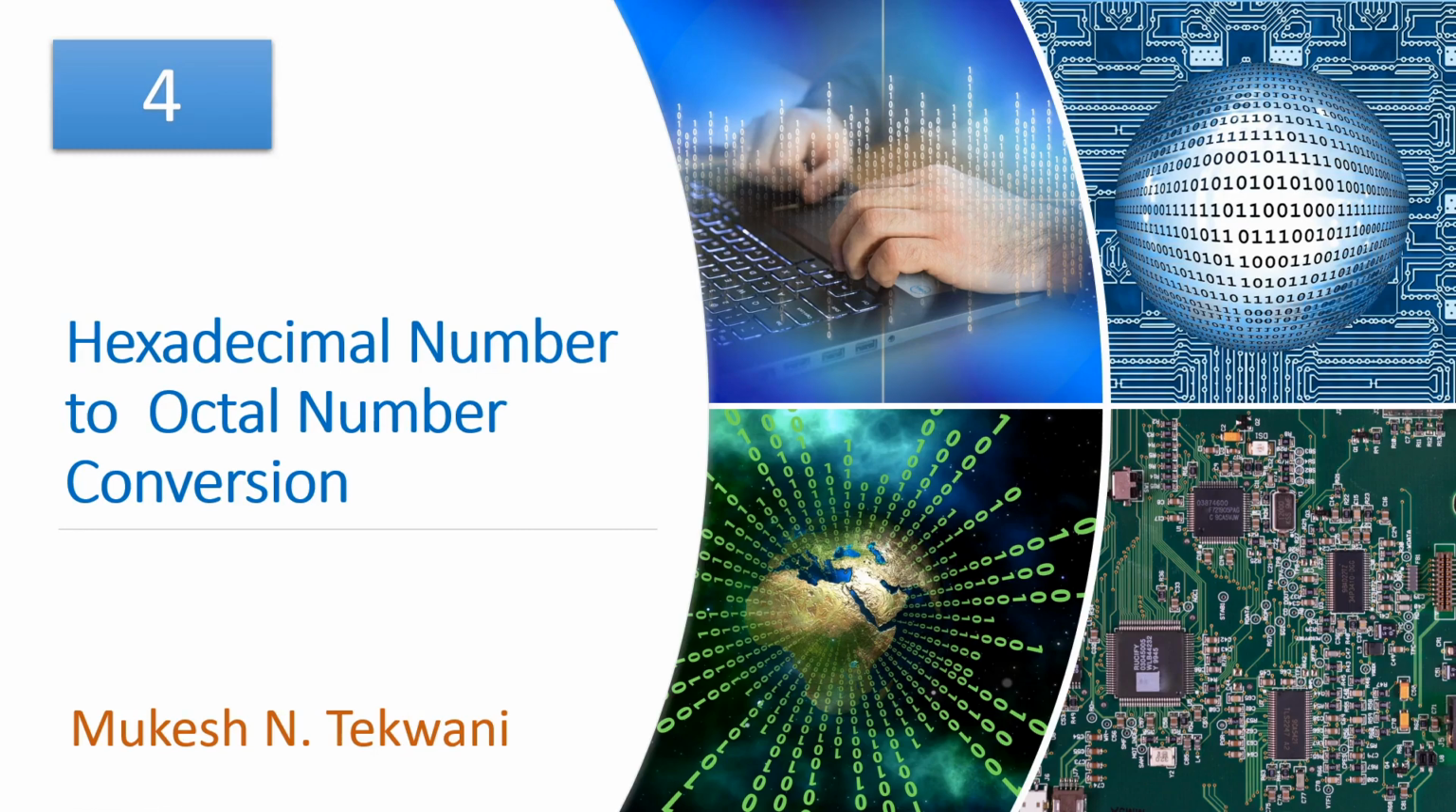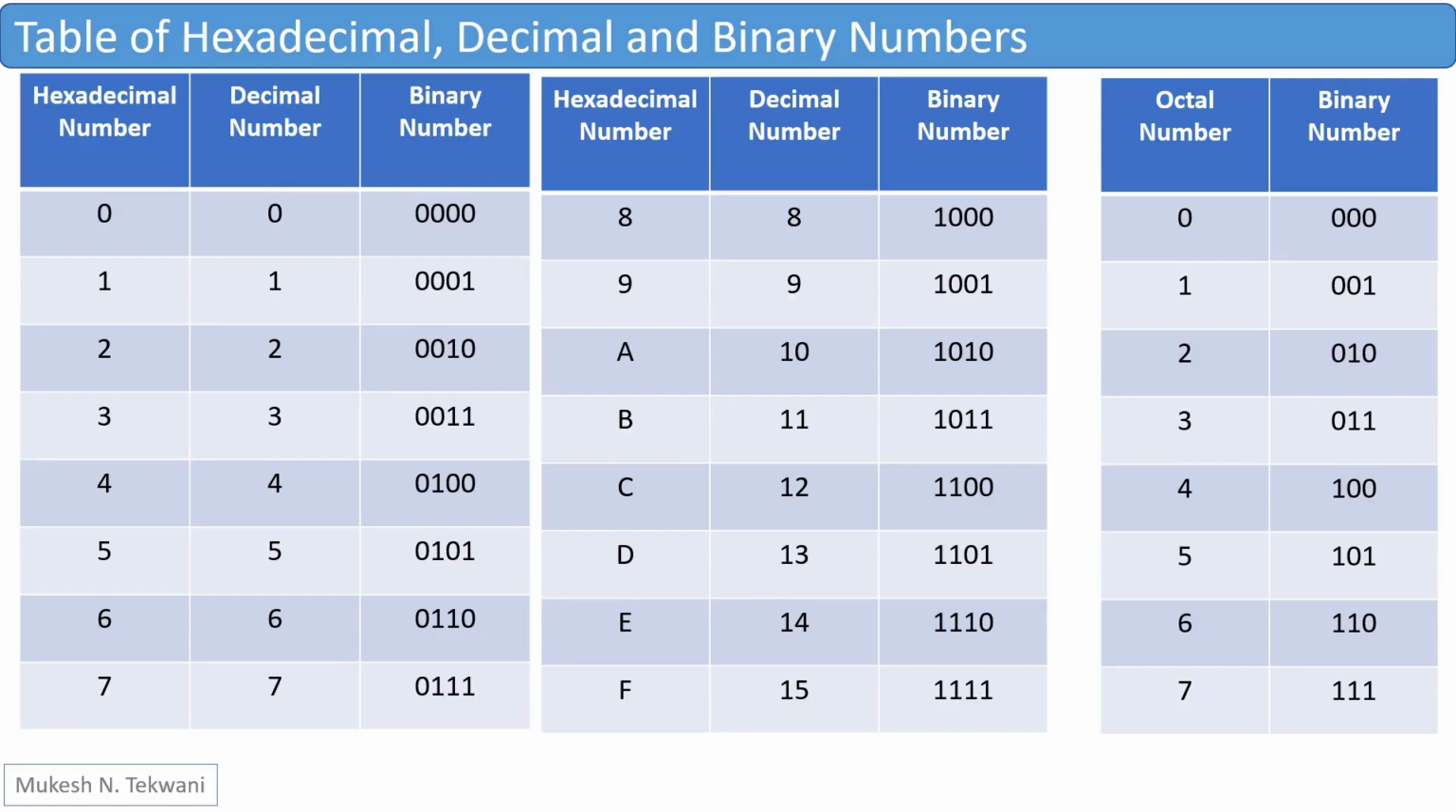Hello. In this lecture, we will discuss the conversion of a hexadecimal number to its octal equivalent. Now, before we actually start with an example, let us quickly recheck the table of hexadecimal, decimal, and binary numbers. Here we have the table of hexadecimal and decimal numbers along with their binary equivalents.